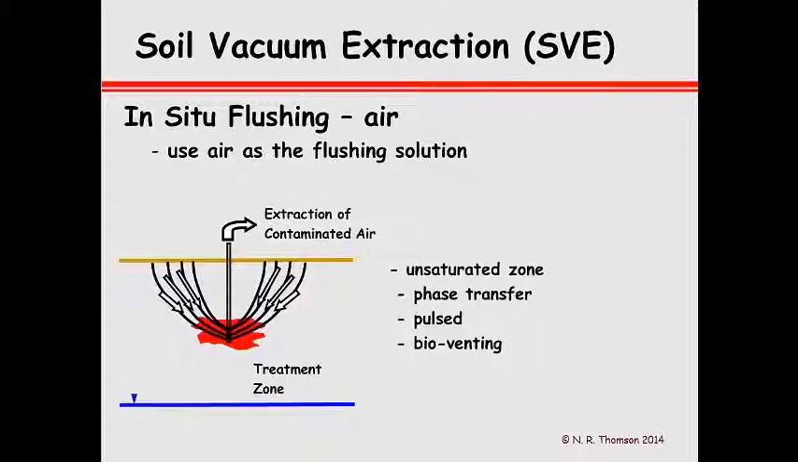So soil vacuum extraction, which takes place within the unsaturated zone, involves phase transfer, as I spoke about, and if it's pulsed, then it becomes a bioventing type of process in which perhaps ambient air is added into the source zone, the system is turned off, so it's at rest, and the oxygen within the ambient air is the electron acceptor.